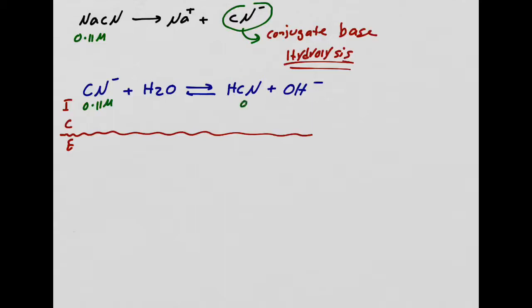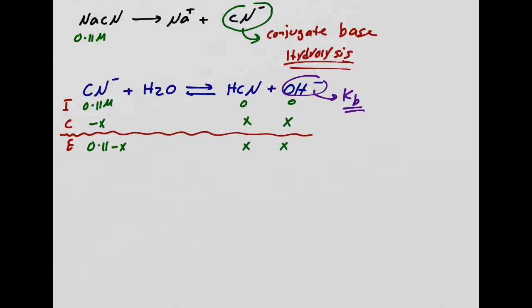And then 0, 0 at the beginning. Minus x, because this is what I have, so over time this is going to go away and I'm going to form some of the product. At equilibrium, 0.11 minus x, x and x. And you know that I have an equilibrium, so I have an equilibrium constant, right? Now when I look over here, I have OH minus. OH minus means it's basic, right? I'm going to need Kb.